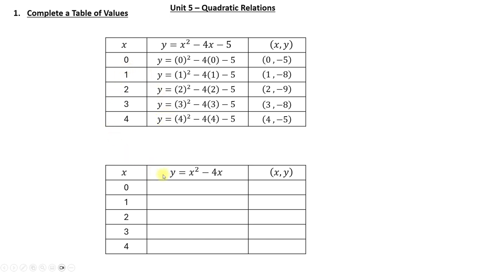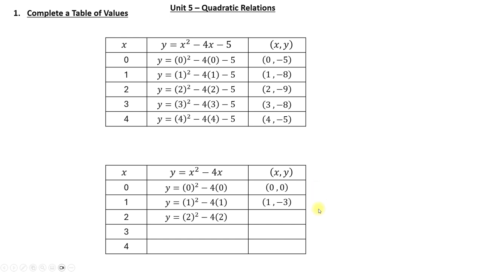Here in this question, we're given a new equation, x squared minus 4x. We're given x values of 0 to 4, which again, we'll just simply plug into our equation. Plugging 0 into our equation gives us 0, 0. Plug 1 in, 1, negative 3.